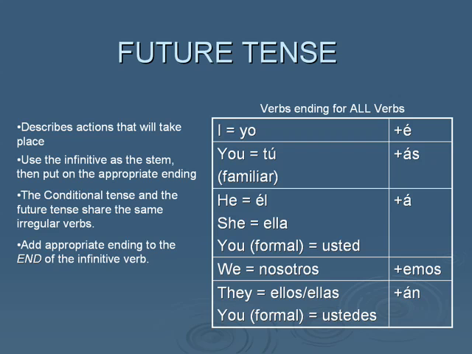The future tense. It's used to describe actions that will take place. Now these are the endings for all verbs, AR, ER, and IR. There's only 12 irregular verbs in the future tense. The difference with the future is instead of taking off the AR, ER, and IR, you leave the verb intact and then you add the appropriate ending.